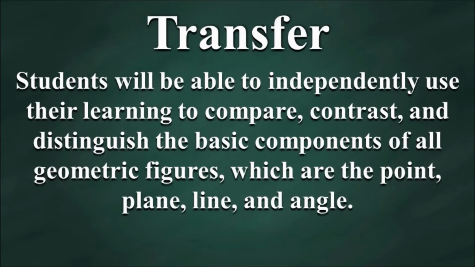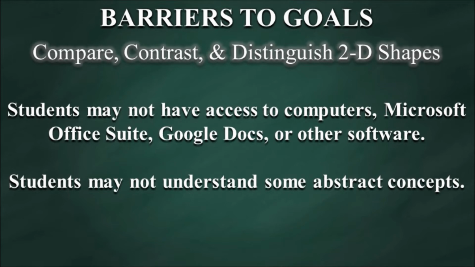For transfer, students will be able to independently use their learning to compare, contrast, and distinguish the basic components of all geometric shapes, which are the point, the plane, line, and angle. Barriers to this goal: students may not be able to access the computer, Microsoft Office, Google Docs, or other software that we use to present the learning. Students may not understand some of the abstract concepts.